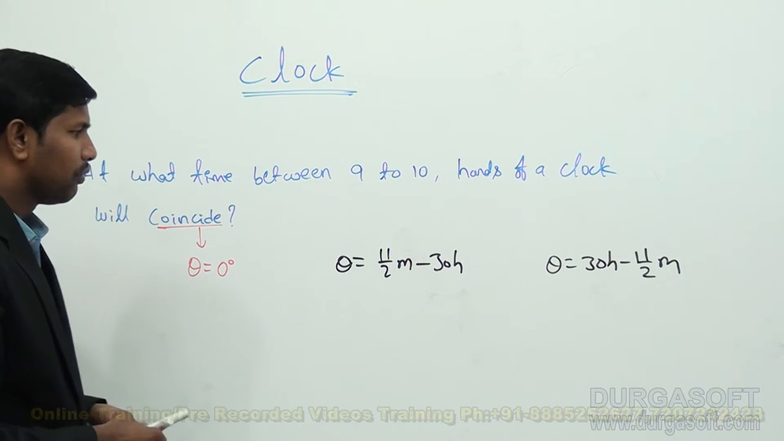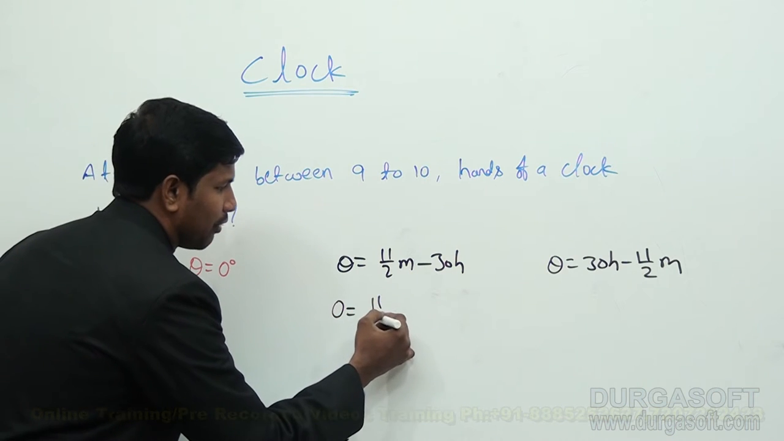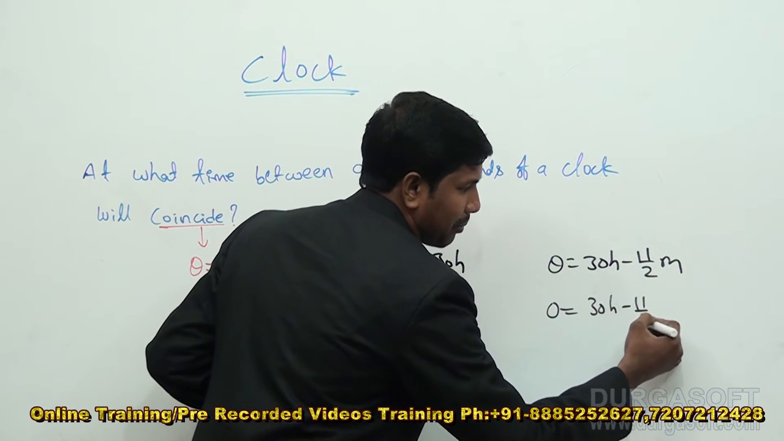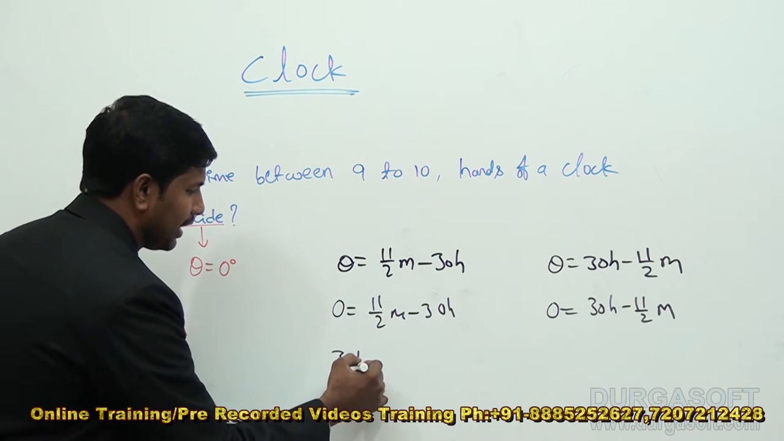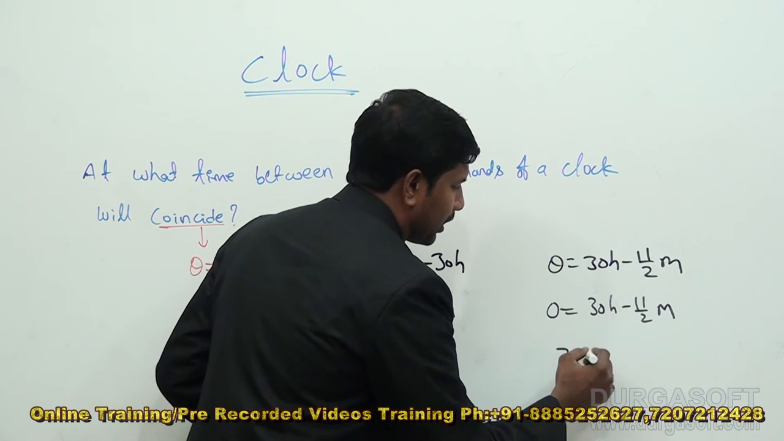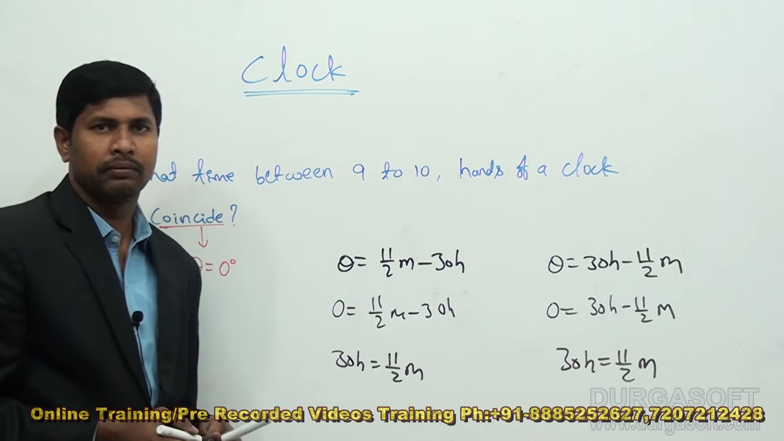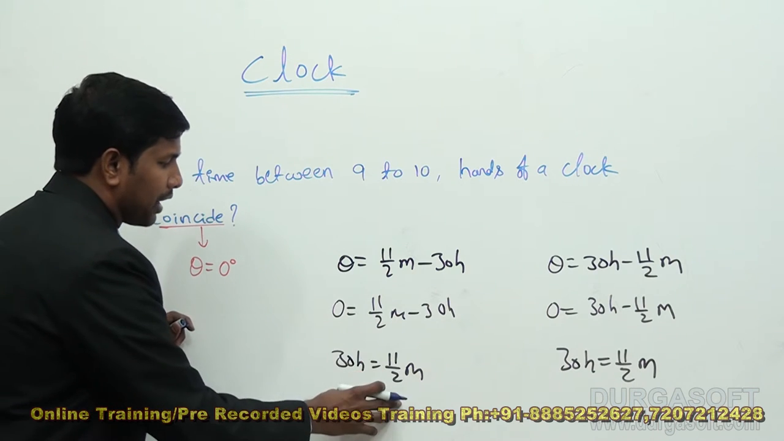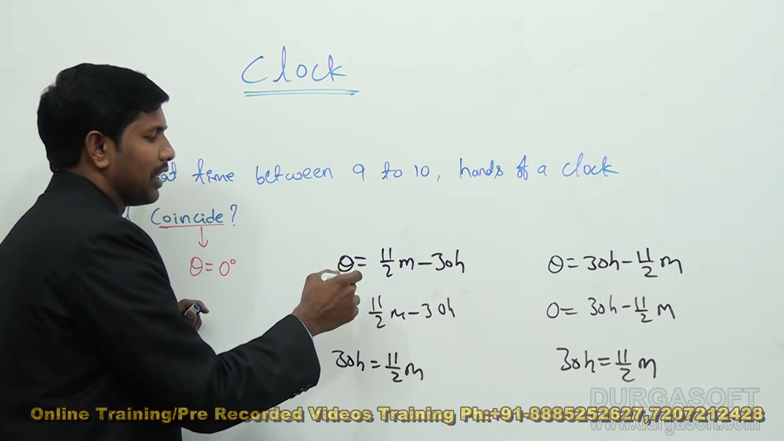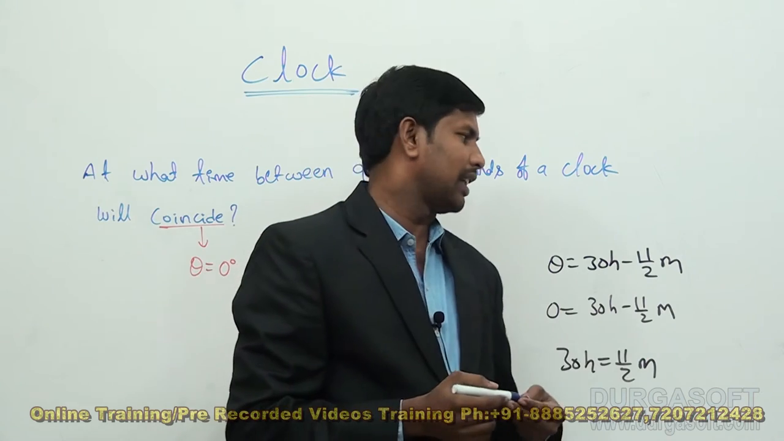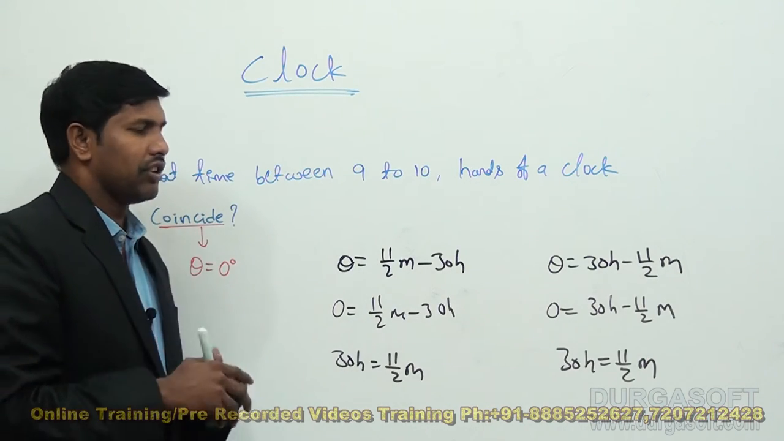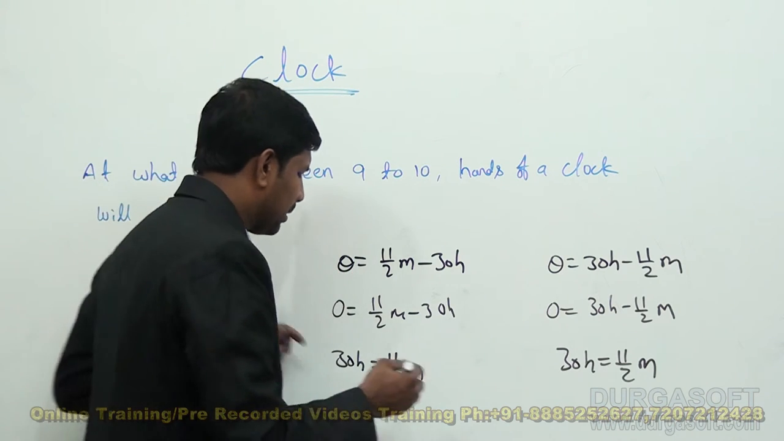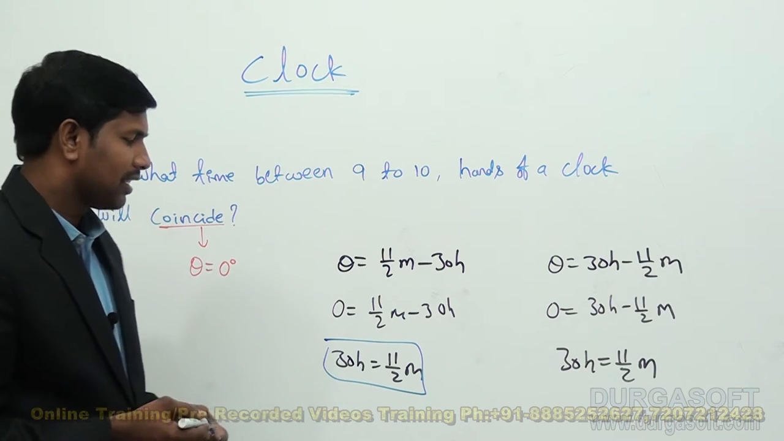Even though you take these two forms, let's see what happens when you consider theta as 0. 0 equals 11 by 2 m minus 30h, and 0 equals 30h minus 11 by 2 m. From both, 30h equals 11 by 2 m. So in these two cases we have the same form, and you can substitute in either. Because we have only one chance to get a 0 degrees angle, it's your choice whatever you want to use. So simply 30h equals 11 by 2 m.